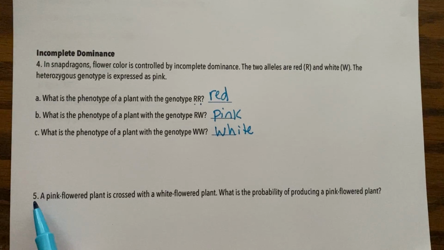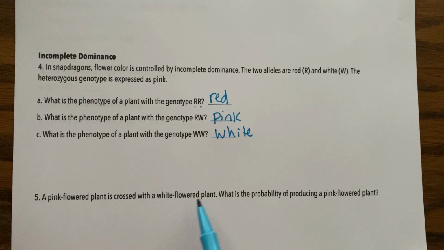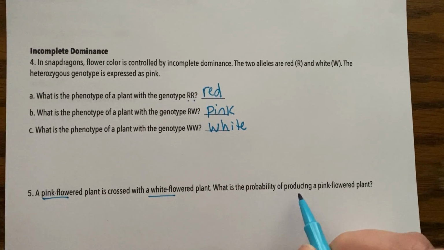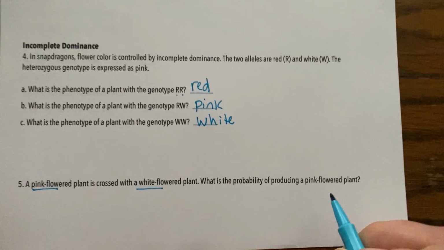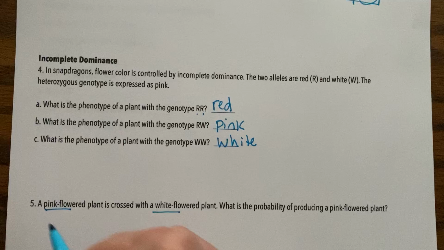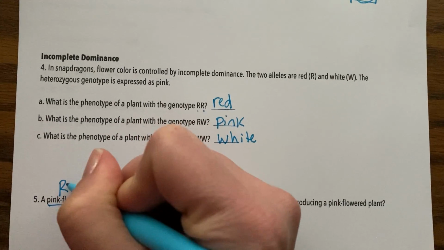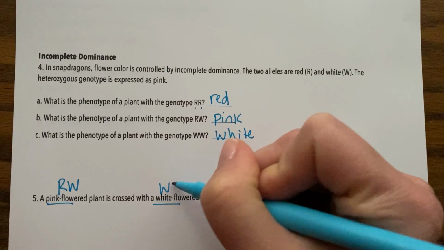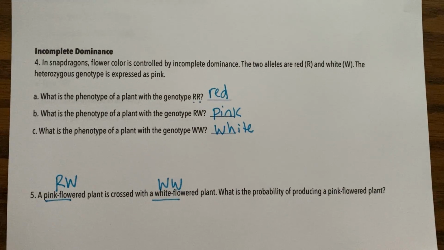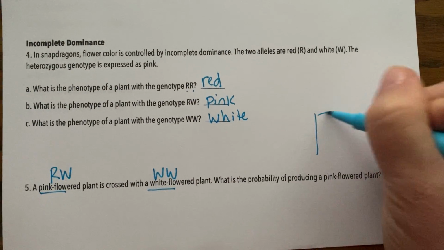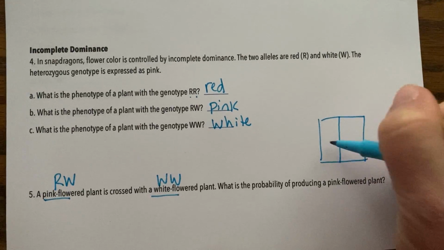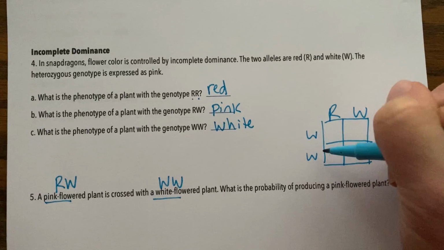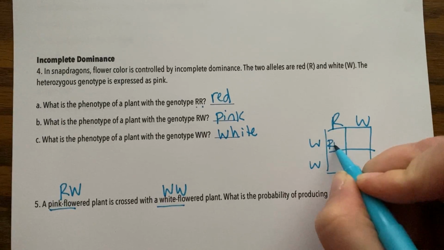And then the problem here, a pink flower is crossed with a white flower plant. So pink and white. What is the probability of producing a pink flowered plant? Well, pink has to be one red and one white mixing together, and white is just going to be white alleles. I'm going to set that up into my Punnett square. Put the pink at the top, white on the side, and filling it in.